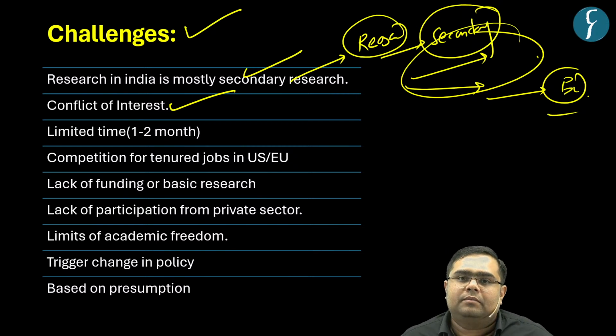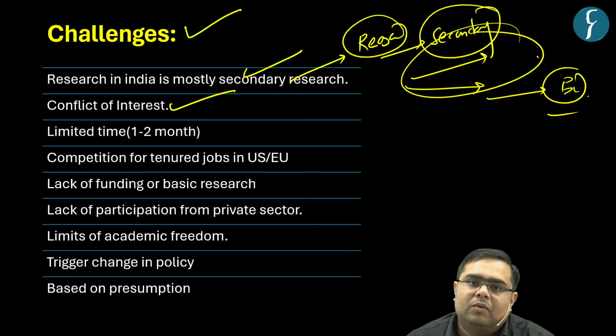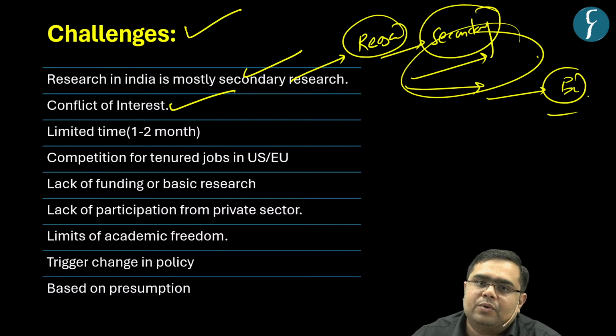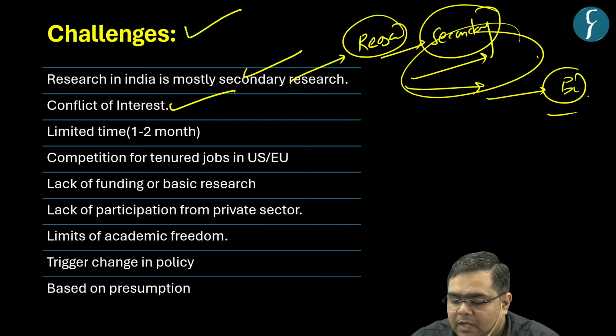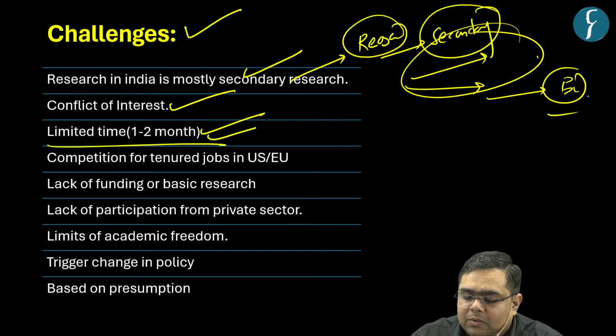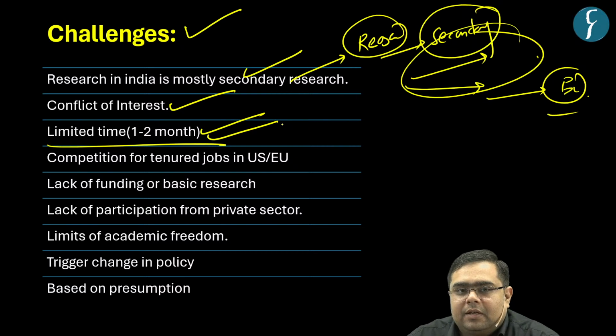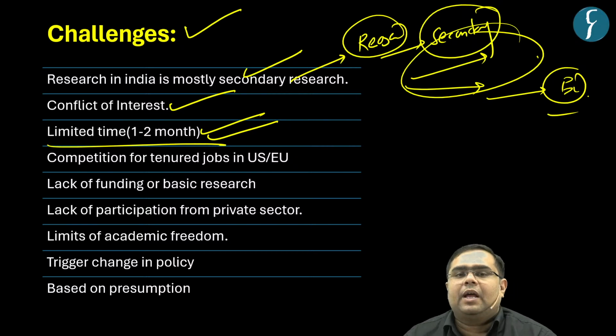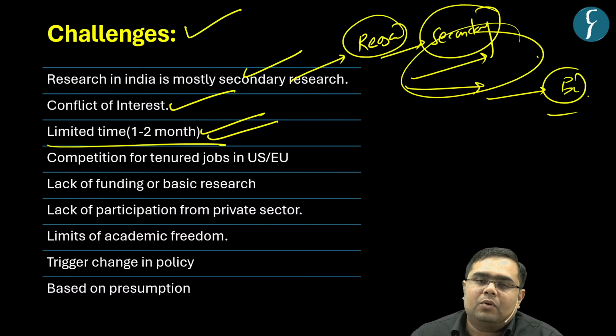Obviously any institution which is paying you would not like you to share that research with another country or other institution and so forth, and so this is going to be an issue of conflict of interest. Then limited time period. So see, researches take years, and some great researches take not just years but decades. What is going to happen in 1 or 2 months?